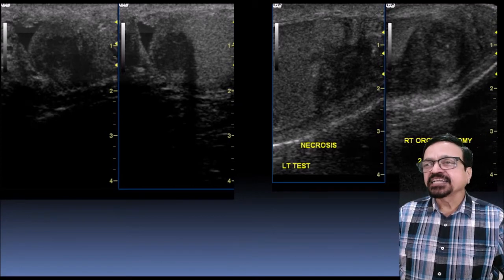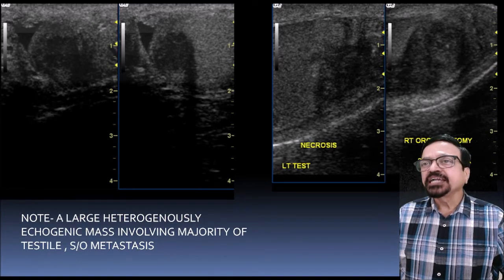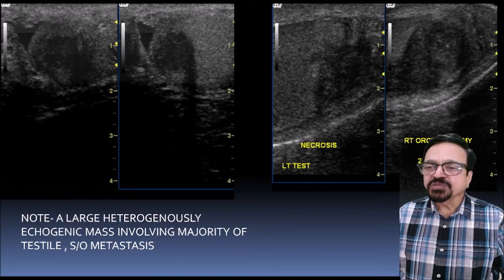Here there is a necrotic lesion. Here history is important. This patient has undergone right-sided orchidectomy and the left testis is showing the lesion. So top on the list should be the metastatic lesion, though it is not common to get metastasis to the opposite testes in case of seminomas. Note a large heterogeneously echogenic mass involving the majority of the testes, that is the metastasis.